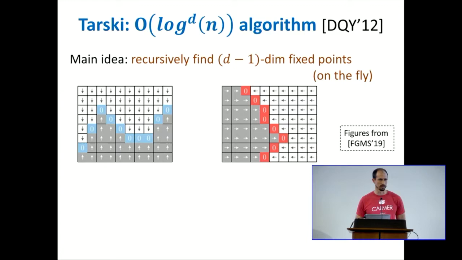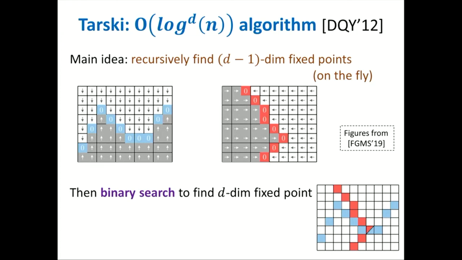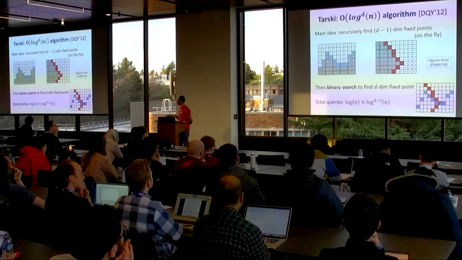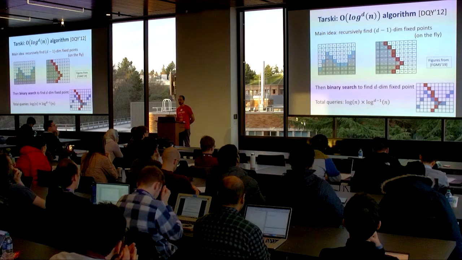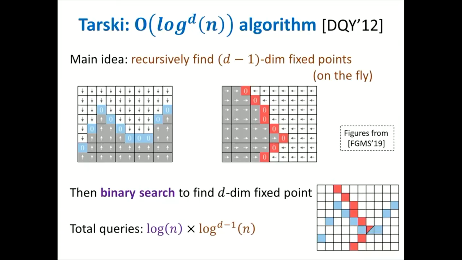You can do this. If you have the points on the red curve, you can do binary search on the red curve. To find each point of the red curve, you need log to the d minus 1 points times log n for the binary search. So that's log to the power of d. This is a sub-exponential algorithm, but it's still far from polynomial because we have this exponential dependence on d. And now we'd like to prove that this is optimal.